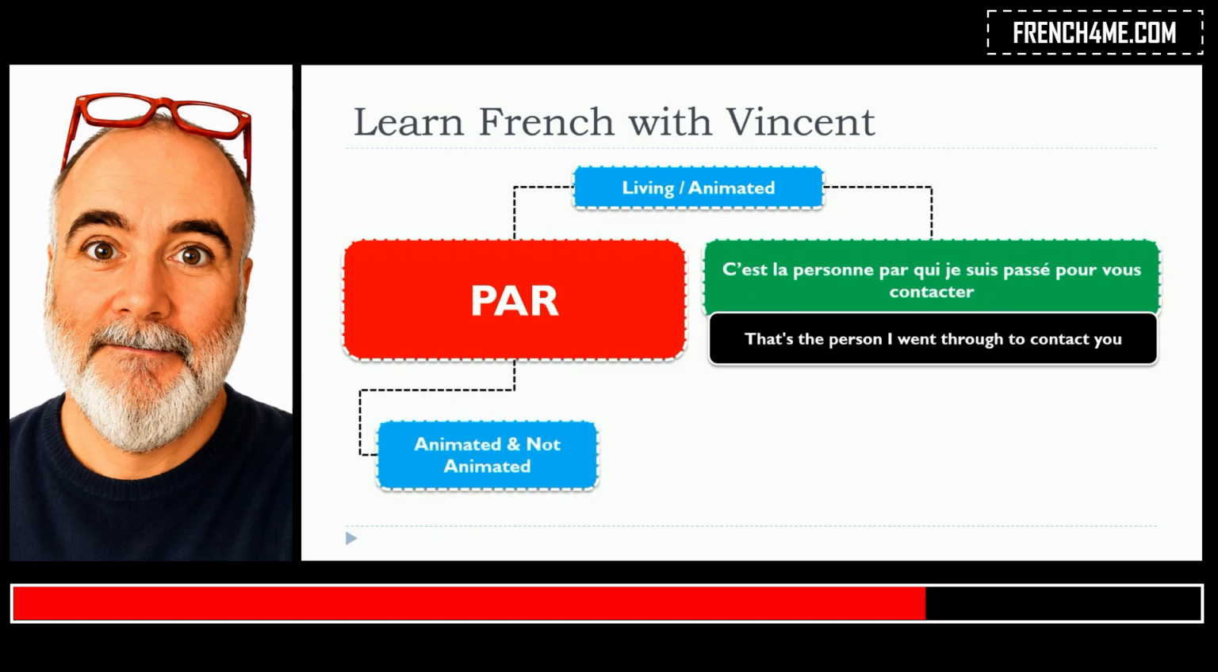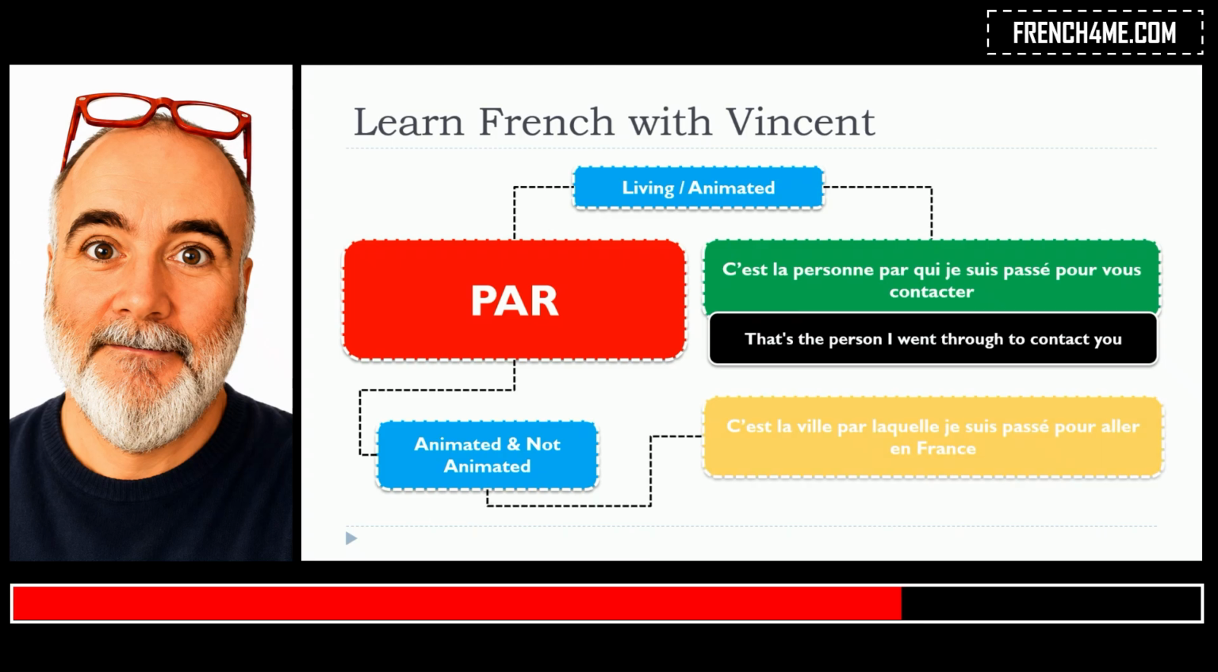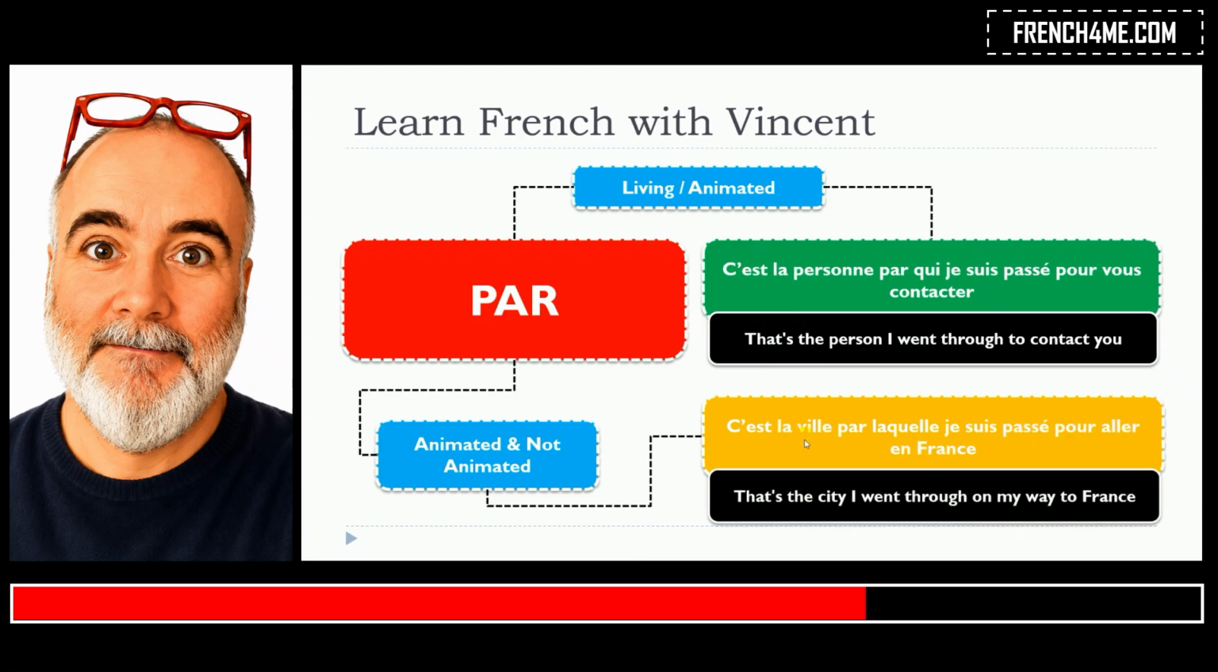The second category will be animated and not animated, but not living. And that's the main difference between the two. And look, c'est la ville par laquelle je suis passé pour aller en France. D'accord? So as you can see in that case, la ville, obviously it's not a living thing and it's not even animated. So feminine singular, la ville.